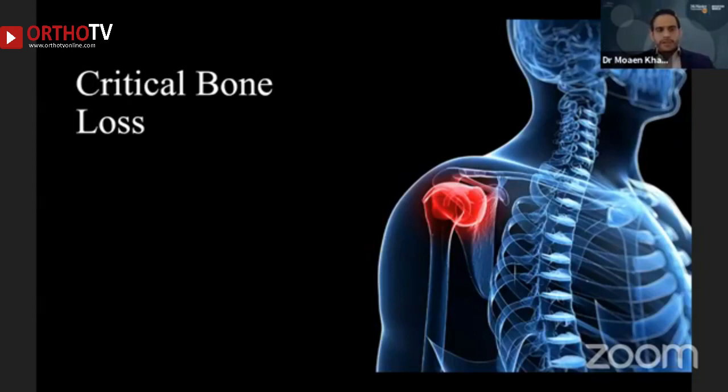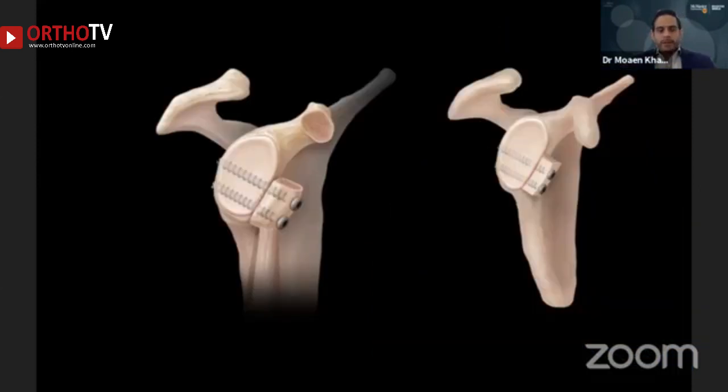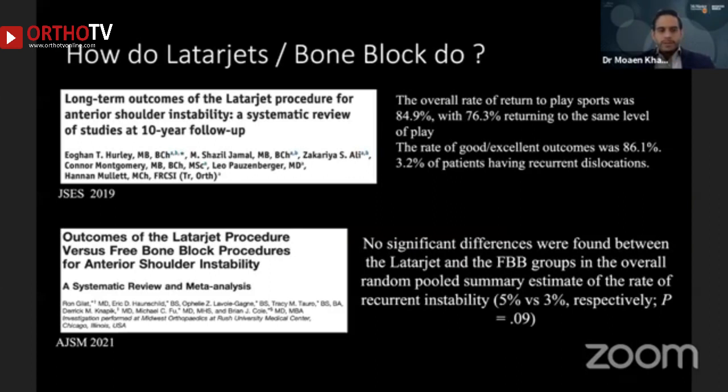Now, just to finish off this talk, I'll talk a little bit about what's going on with critical bone loss. I think right now, the majority of surgeons will perform either a lateral J procedure or a free bone block procedure when managing patients that have critical defects. And how do these patients do? This is a paper that was again published by Dr. Hurley out of NYU, long-term outcomes of the lateral J procedure, 10-year follow-up. They found that overall return to play was about 85%, and actually 76% of patients returned to the same level of play with good to excellent outcomes in 86% of patients. And really the rate of failure after a lateral J procedure or recurrent instability is very low, around 3%.